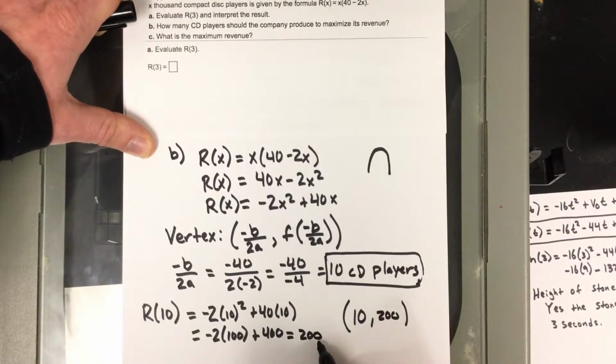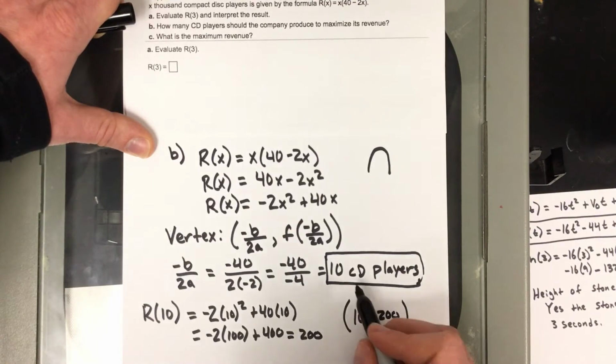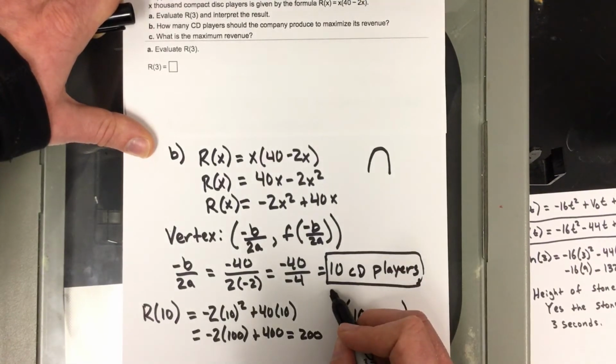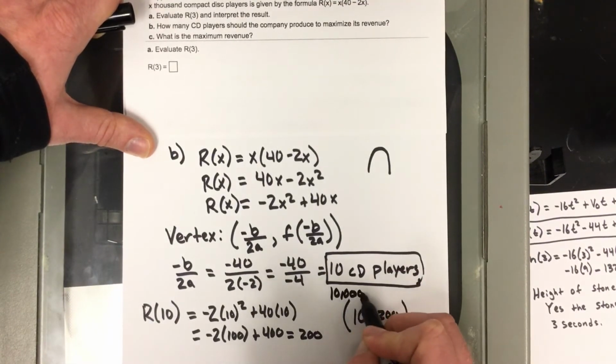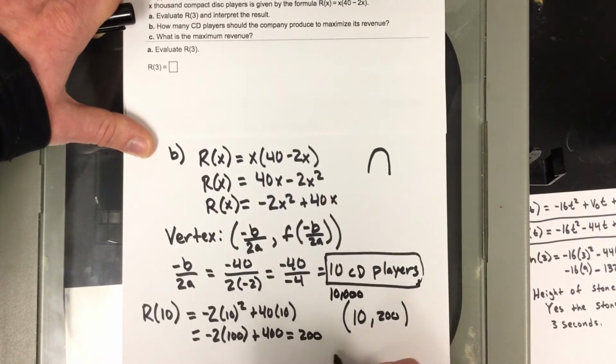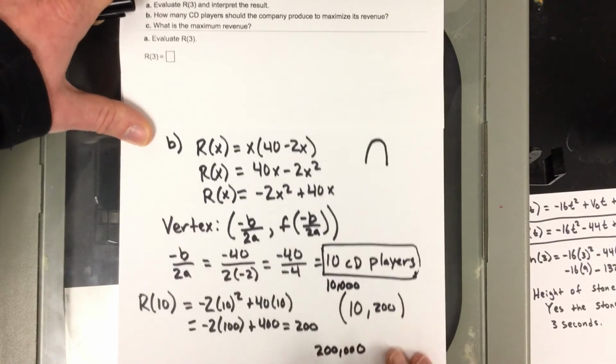So 200, but remember this is in thousands, so this 10 for the CD players was actually 10,000 CD players would maximize the revenue, and then this would be $200,000 in total maximum revenue. So remember, when you plug this in, you'll want to plug this in as 10,000 into the computer, and you'll want to plug this in as 200,000 into the computer.